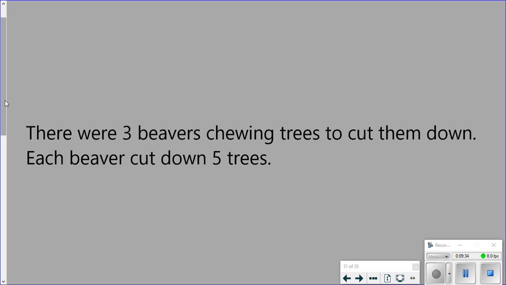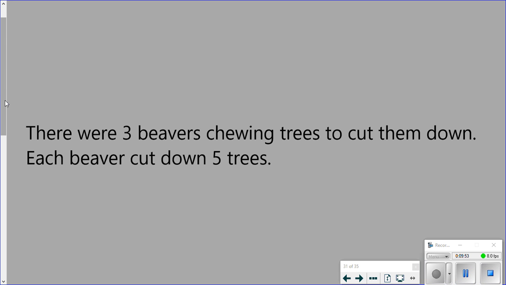How many trees did they cut down in all? Can you solve that question with that information? Yes. Can I solve the question, who is the mom beaver? No, I can't solve it with that information.